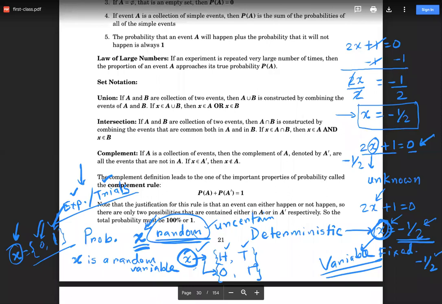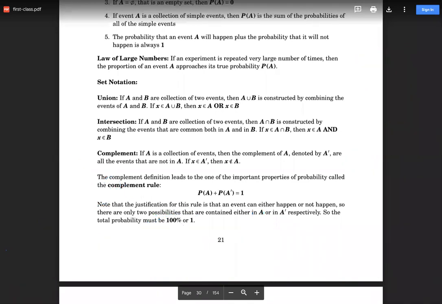So this is the fundamental difference between a random variable and a variable. A variable is unknown but a fixed value, whereas a random variable is unknown and not a fixed value. Very, very important for you to know that. All right, the difference between a random variable and a variable.